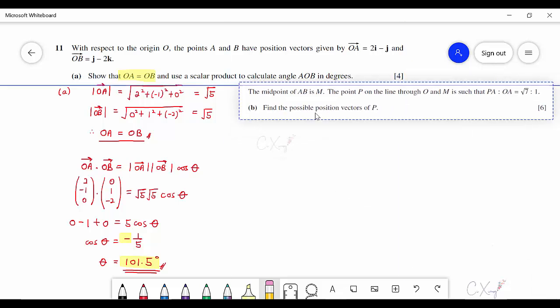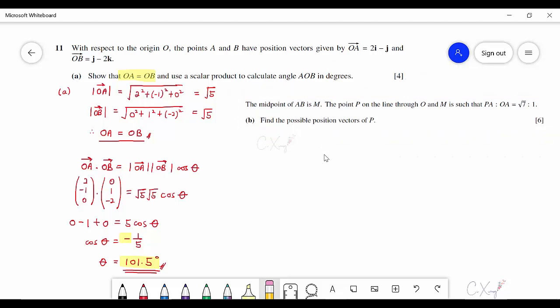Okay, so for part B, they now give you another piece of information saying that the midpoint of AB is N. All right, and then P lies on the line through O and N such that the ratio of PA to OA is √7 to 1. Then they want you to find the possible position vector of P. This maybe looks a bit more complicated, but we can sort it out slowly.